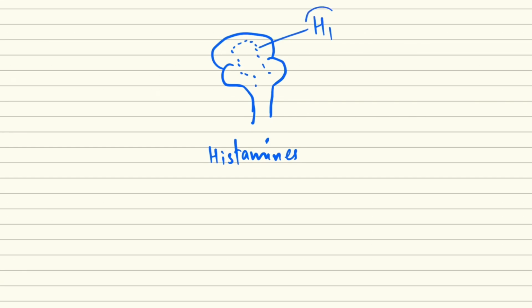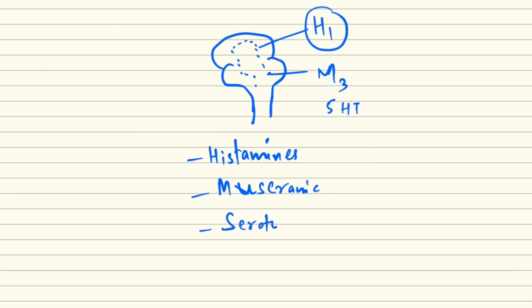Histamine also works in our central nervous system. Histamine has receptors on the central nervous system, scattered throughout it. These are called the H1 type of receptors, most predominantly present in the central nervous system. Acetylcholine receptors are also present in the central nervous system, which are the muscarinic M3 type of receptors. Certain other receptors, the serotonergic receptors for serotonin, are also present in the central nervous system.